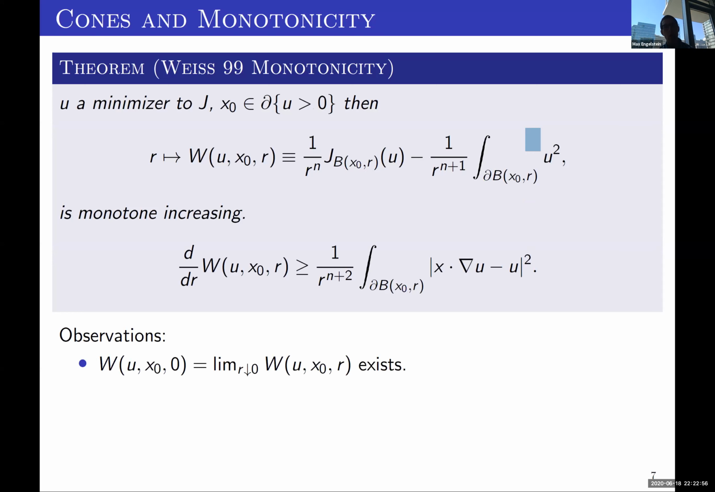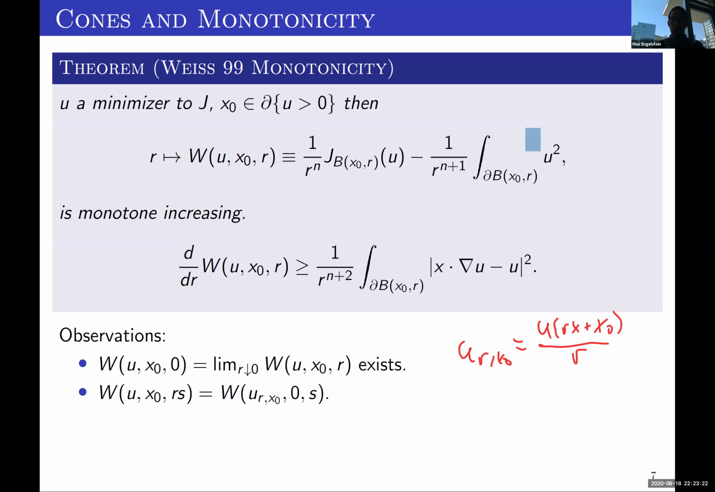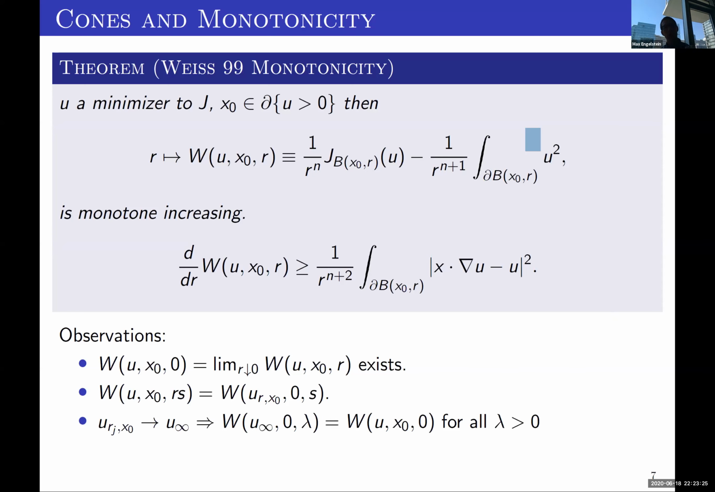Okay, so now we're going to do a little proof, essentially, that blowups are always one homogeneous functions. We notice that because of monotonicity, this limit at 0 exists, and this monotone function really does well under scaling, right? Remember that u_{x0,r} is u(rx + x0)/r. So if these r_j's go to u infinity, then this tells you that the monotone quantity applied to u infinity is independent of the scale. Or in other words, that d/dr of W(u infinity, 0, lambda) is identically equal to 0. But then you can see from this term that that means that u infinity has to be one homogeneous.